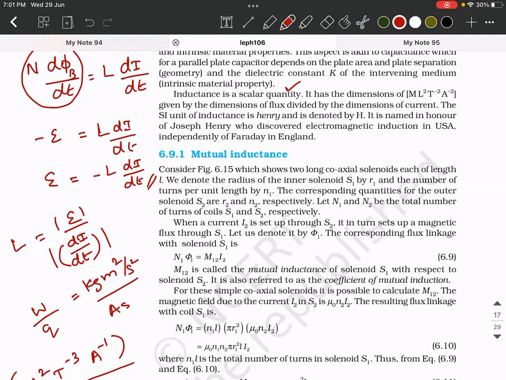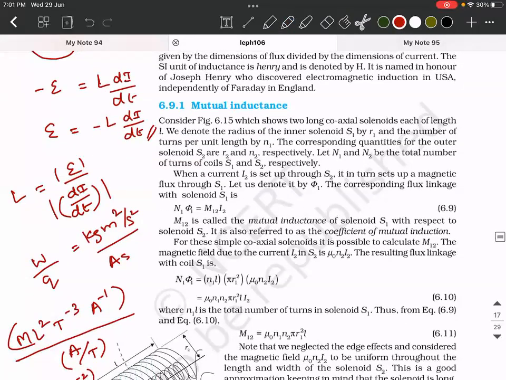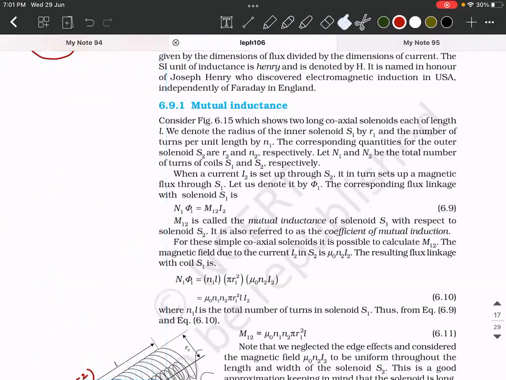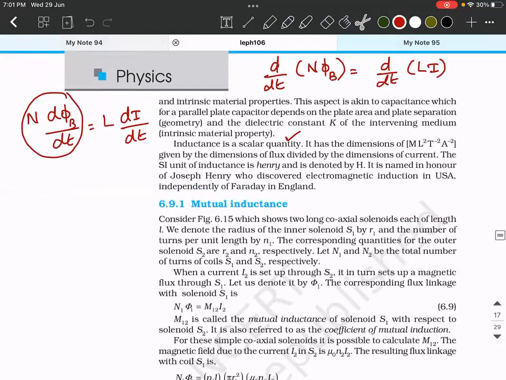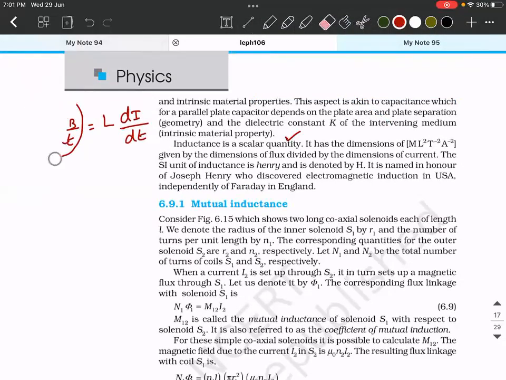Now, I'll just give you the introduction of mutual inductance, then how to calculate the value of mutual inductance between coaxial solenoids, that we'll see later. So till now, whatever we saw was related to inductance. Inductance is another name for self-inductance. I hope you got the answer for why we call it self-inductance. Because the EMF is induced due to the change of its own current. Then what about mutual?